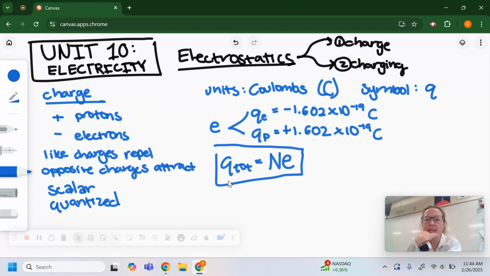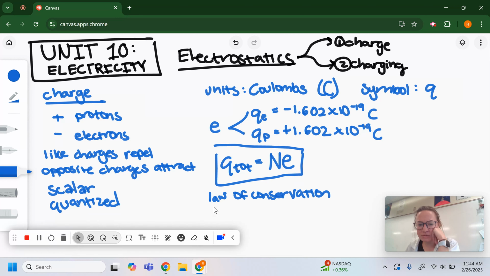Last concept before we can talk about charging, we have to talk about this concept that we call the law of conservation of charge.